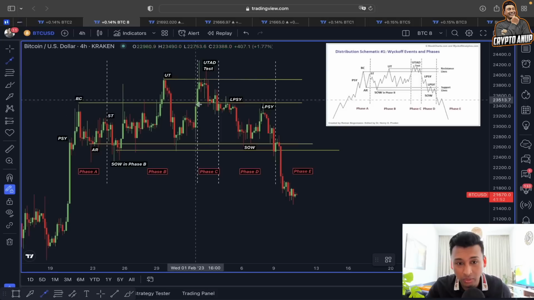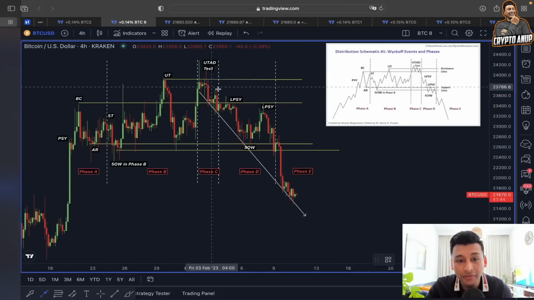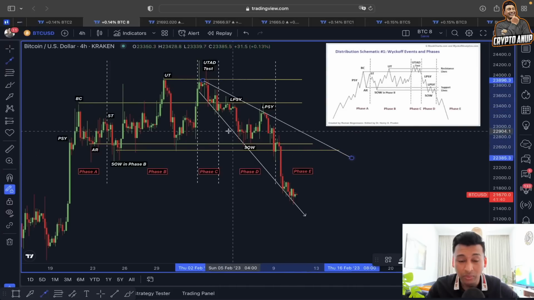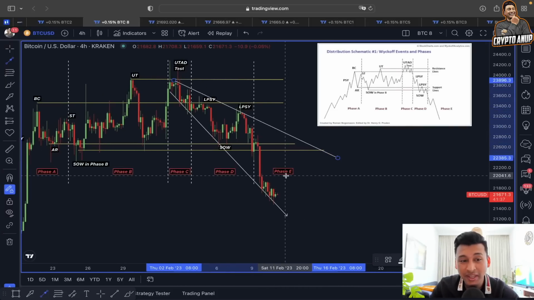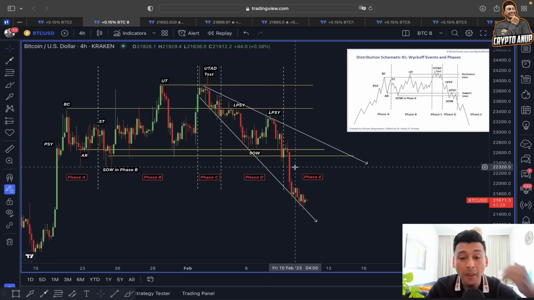Why? Because if you look at this price structure here in a very simple way, what we can do, we can simply add this falling trend line here and another falling trend line to the upside. So now if we look at this price structure here in this manner, you can see the price of Bitcoin here could be forming this so-called descending broadening wedge, which is considered as a bullish scenario.